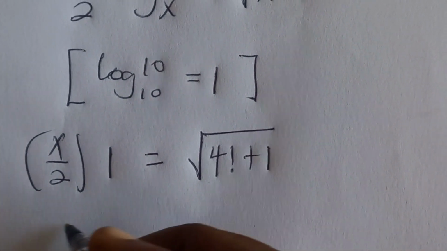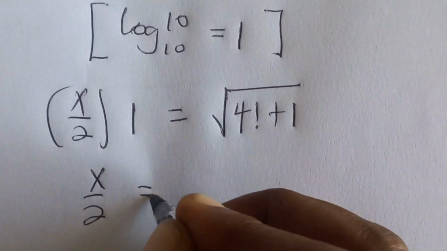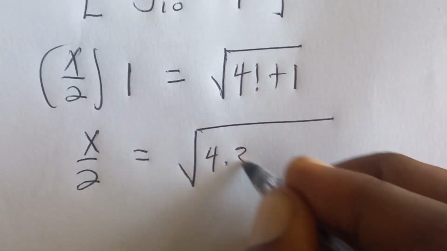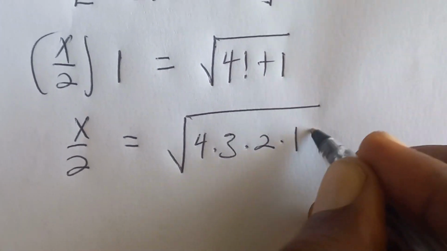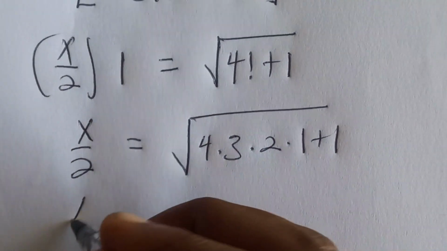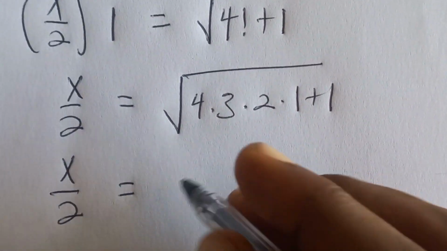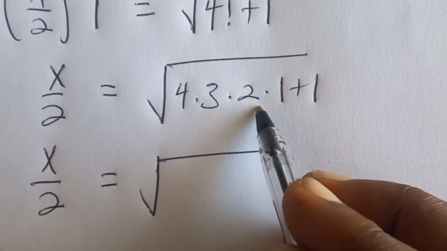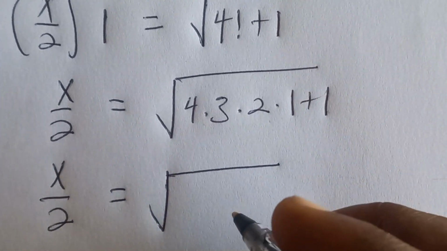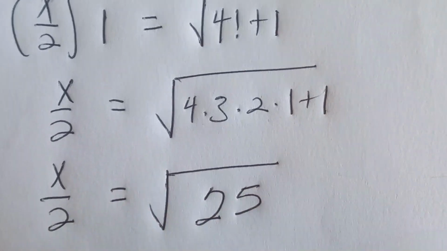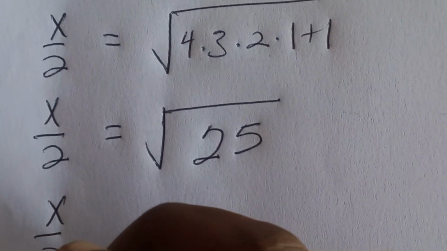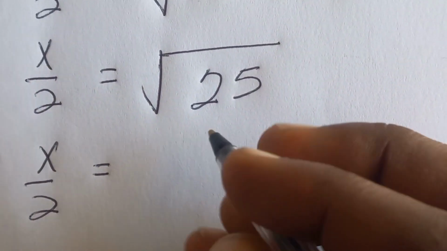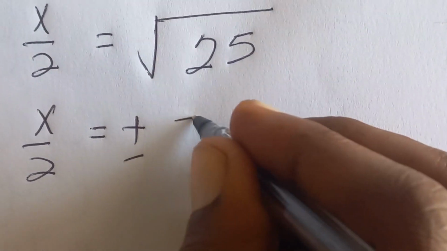Now we have x over 2 is equal to root of 4 factorial plus 1. 4 factorial is the same as 4 multiplied by 3 multiplied by 2 multiplied by 1, which is 24, then plus 1, which is 25. So we have root 25 here, so we have x over 2 is equal to the root of 25, which is plus or minus 5.